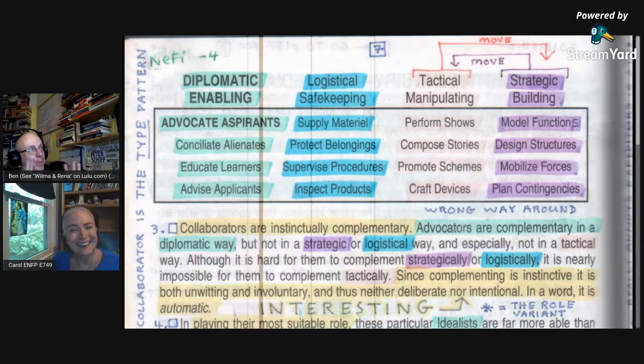So I'd like the audience to have this view of nature and nurture, and to continually keep in mind with Keirsey that he talks about type and he talks about social roles. He's got this theory of intelligence, which is related to social roles. So you've got a logistical safekeeper, and then you have a predisposition towards these roles. And so again, we've got supply material, protect belongings, supervise procedures, inspect products.